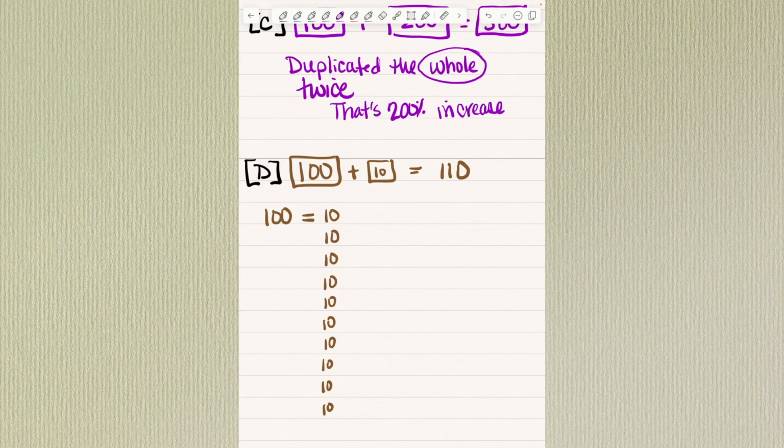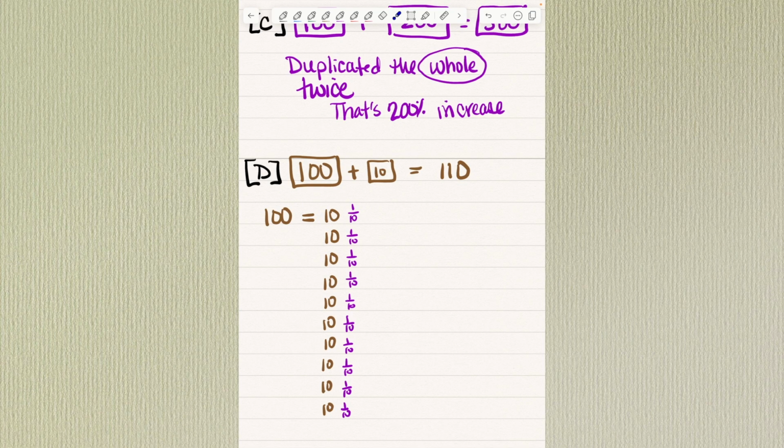Now I'm going to throw in a fraction. Don't y'all get mad at me. Each block represents 1/10. I have 1/10, 1/10, 1/10, 1/10. Each 10 is 1/10 of the entire 100.